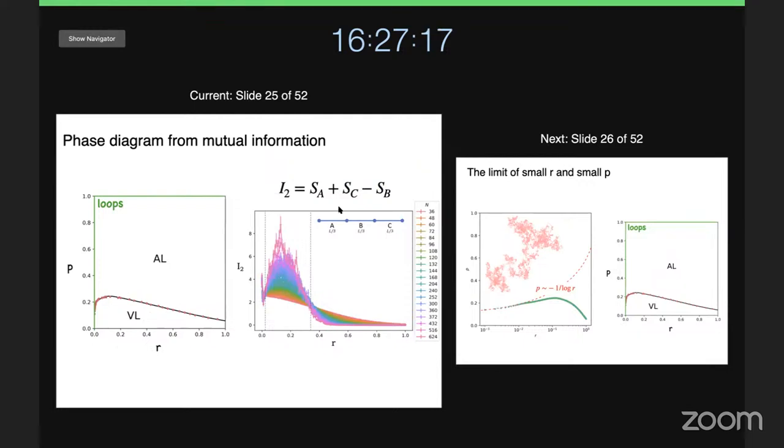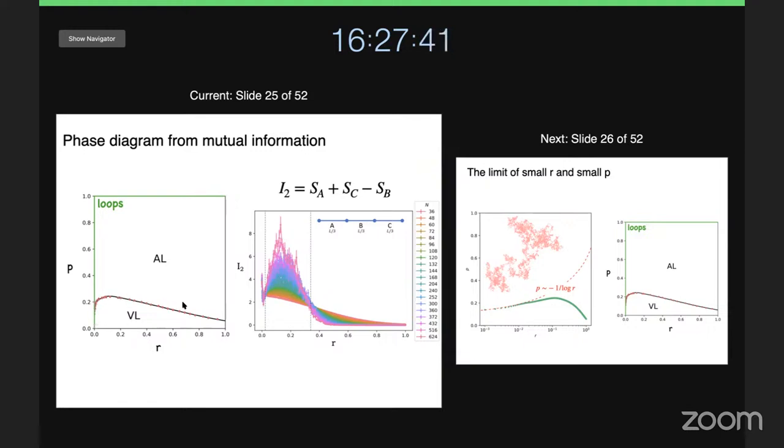To make this more concrete, what my student did is she looked at mutual information. This is similar to what I showed you before, the tripartite mutual information. Just here it's simpler. It's only 3 regions, but with open boundary conditions. But the idea is the same. Basically, at the transition, there is a crossing, and you can see here, for example, 2 crossings.